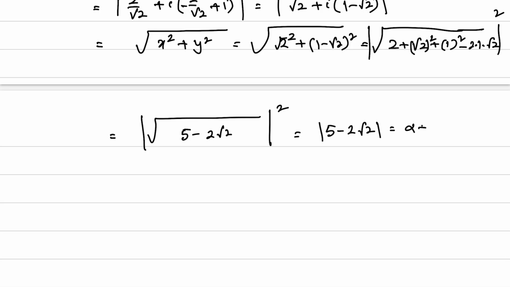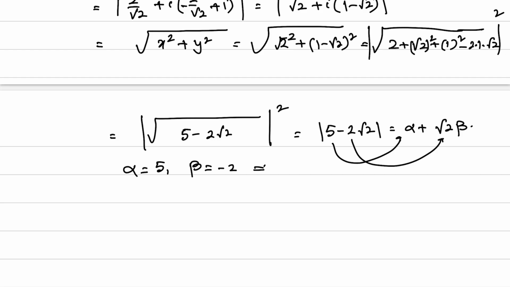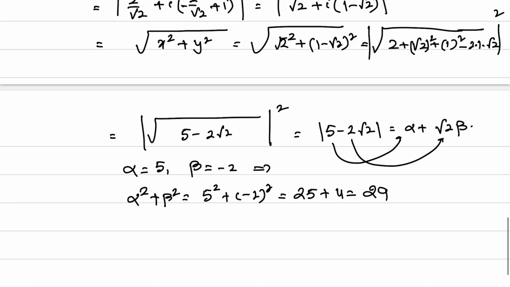That is equal to alpha plus square root of 2 into beta. Alpha is equal to 5 when you compare these values. Beta is equal to minus 2. Therefore, alpha square plus beta square is equal to 5 square plus minus 2 whole square, that is 25 plus 4, which is 29. The answer is 29. This answer is given in the options. That is option number 4, the correct one.